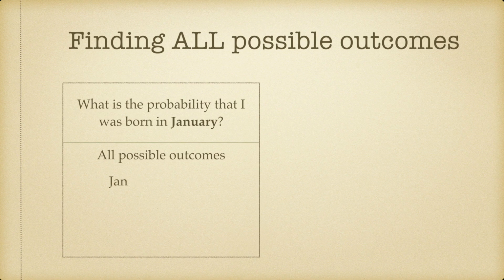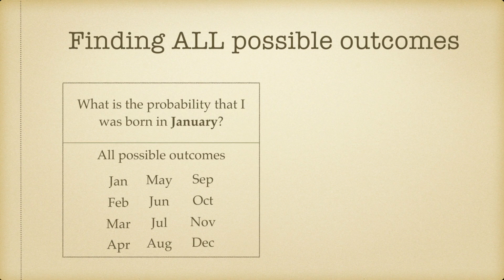I could have been born in the month of January or February or March or April or May or June, July, August or September, October, November or December. I could have been born in any one of these 12 months. So we say that there are 12 possible outcomes.